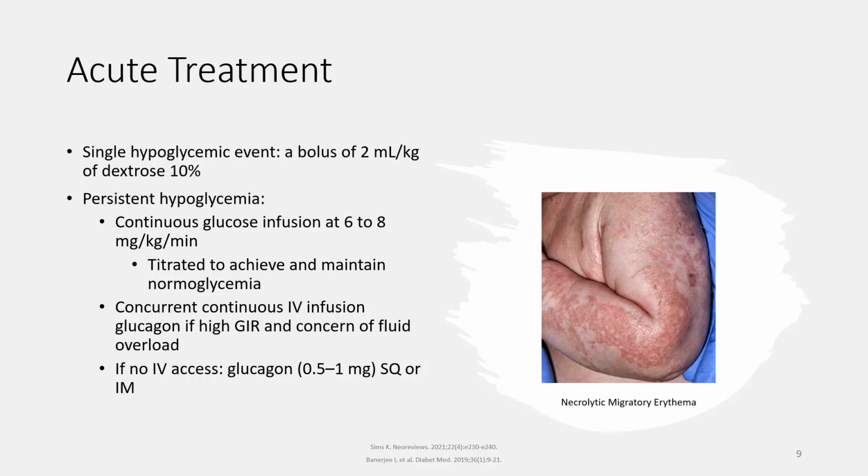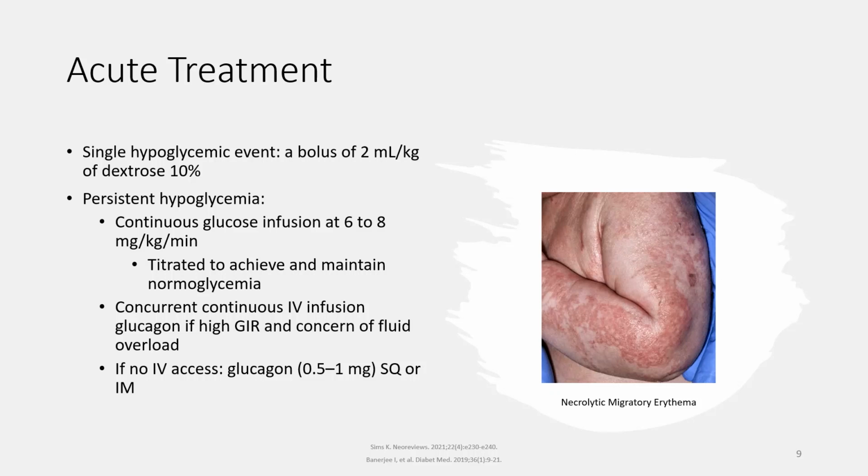Now, keep in mind that infants with CHI have been shown to require infusion rates as high as 25 milligram per kilo per minute. So if we are worried about fluid overload, then we can also start these infants on concurrent continuous IV infusion of glucagon.